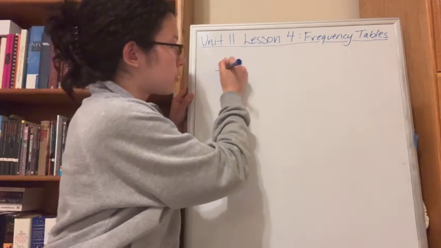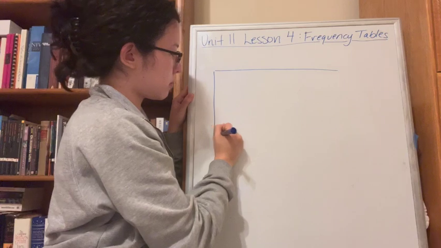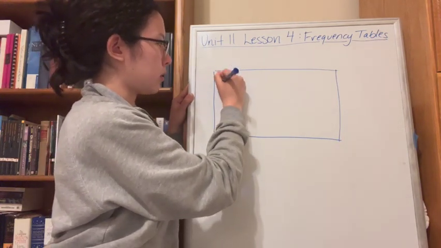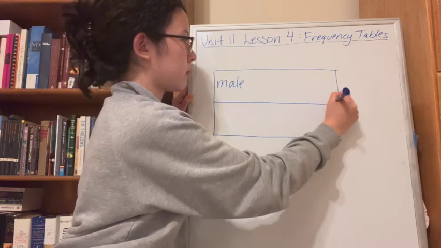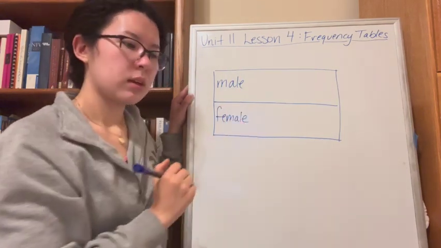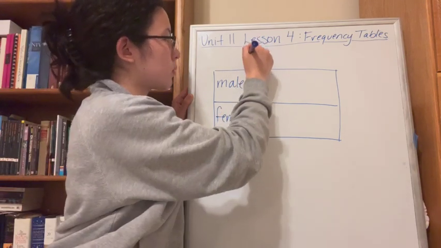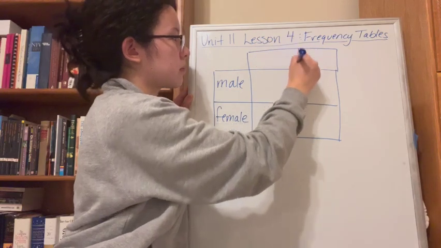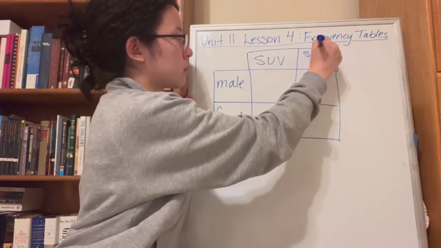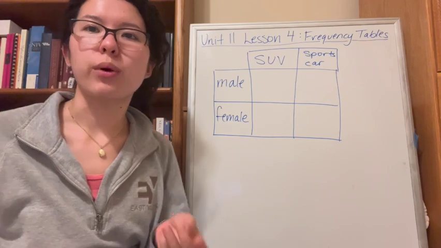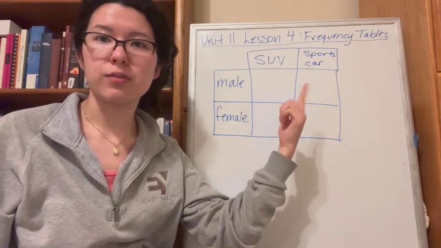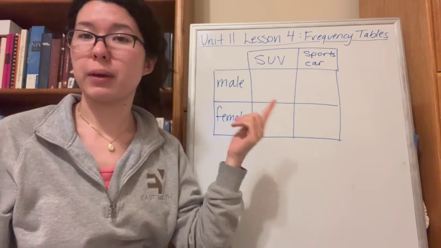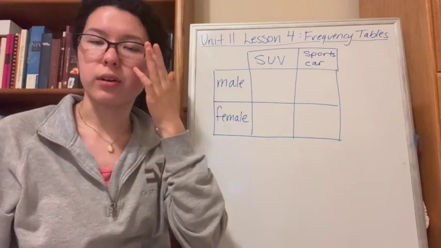In our table, we're going to create two rows, one for male and one for female, and two columns, one for SUVs and one for sports cars. This is going to allow us to place numbers in each of these cells and have them represent something that applies to both whether it was a man or a woman who answered, and then also whether they chose SUV or sports car.